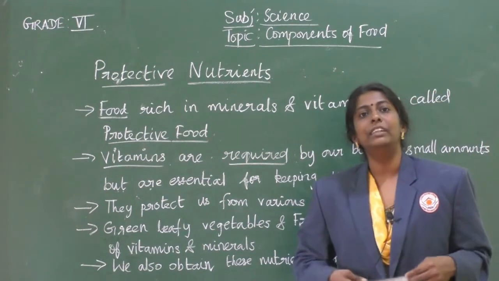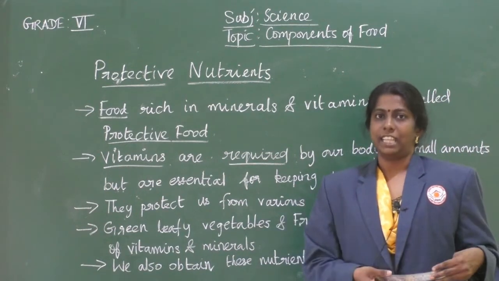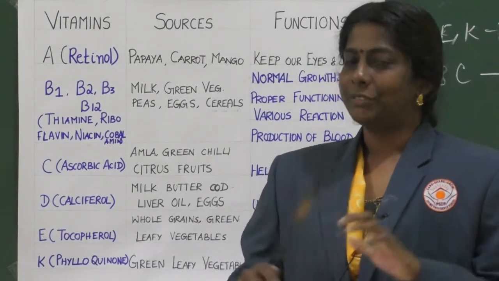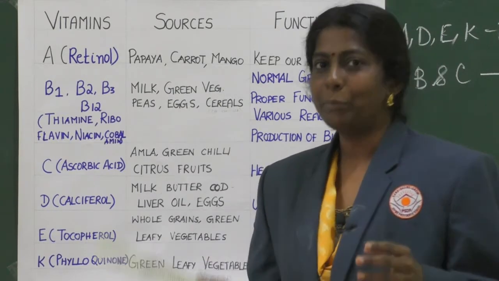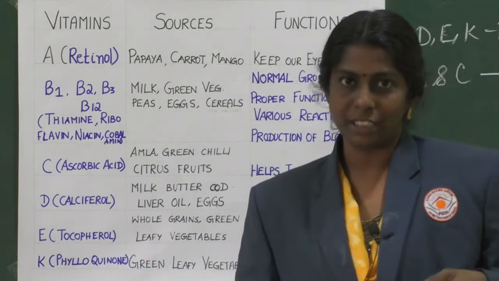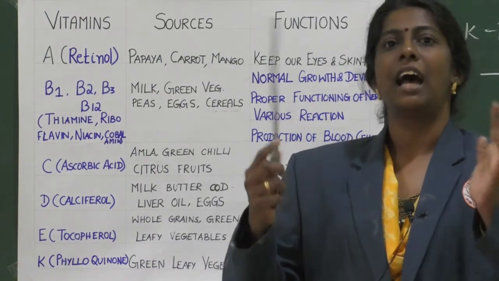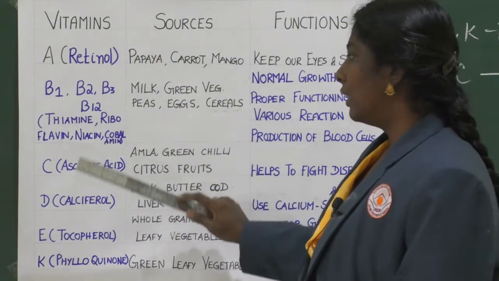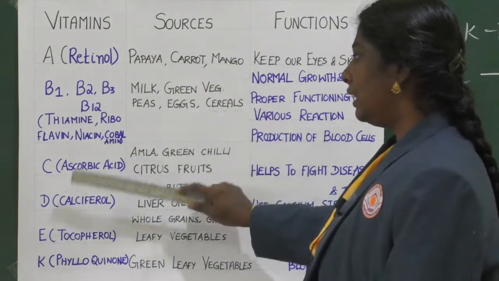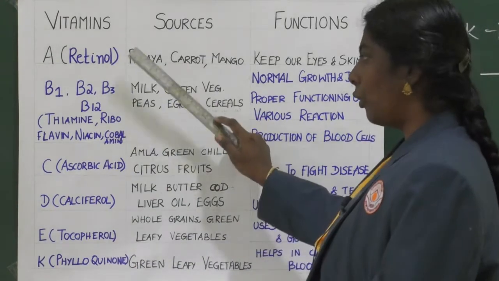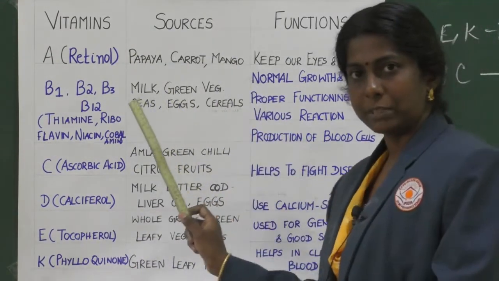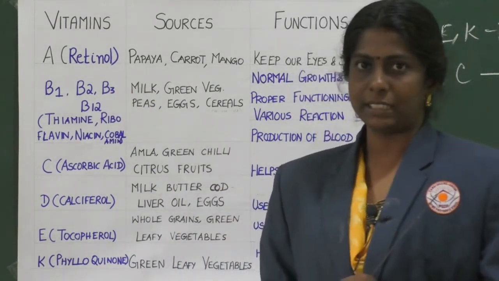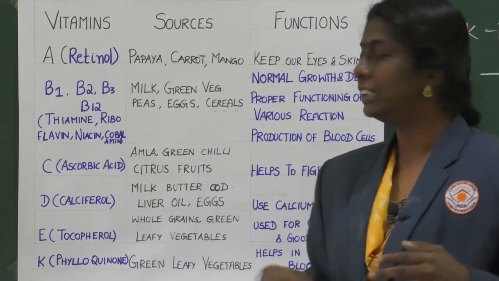Now we are going to learn about vitamins in detail. Let me help you to understand. There are two different types of vitamins: fat soluble vitamins and water soluble vitamins. Vitamins A, D, E and K are the four fat soluble vitamins, and vitamins B and C are water soluble vitamins. Now we are going to have a detailed look.